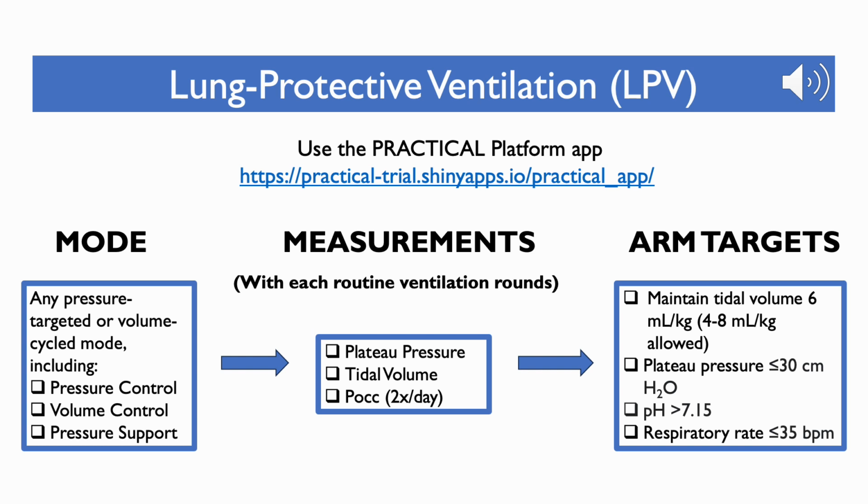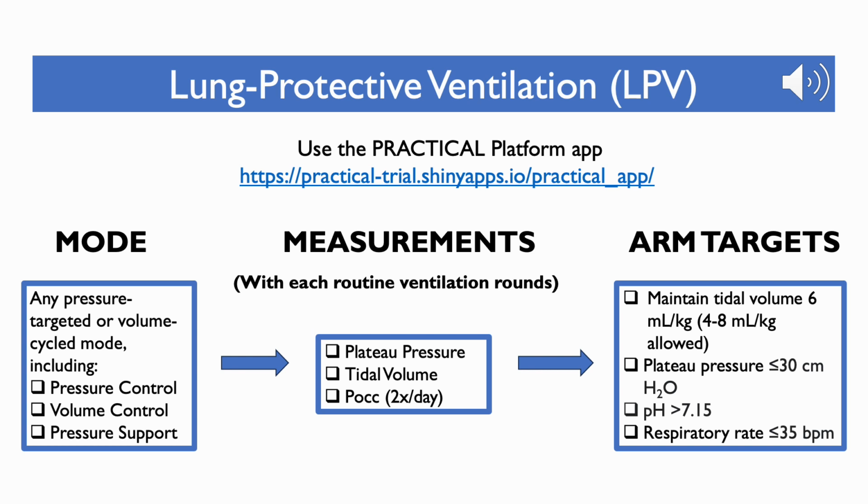The targets for this group include maintaining a tidal volume of 6 mL per kilogram predicted body weight as much as possible. If deemed necessary, tidal volume can range from 4 to 8 mL per kilogram predicted body weight. The plateau pressure must be less than or equal to 30 centimeters of water. The pH must be kept above 7.15, and the respiratory rate less than or equal to 35 breaths per minute.